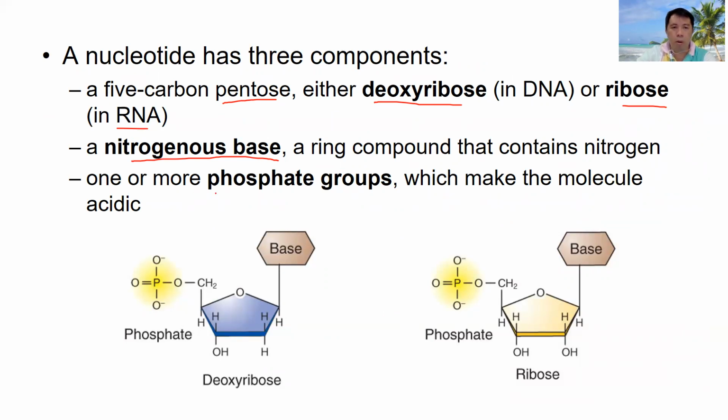And one or more phosphate groups, which make the molecule acidic. We know the phosphate group is acidic and negatively charged. That means nucleic acids are negatively charged. DNA is negatively charged and RNA is also negatively charged.